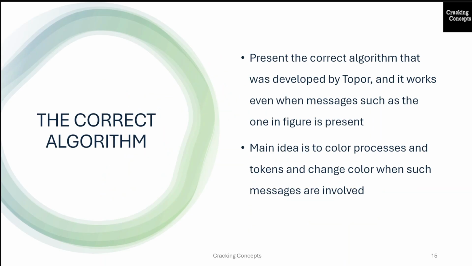Now we look into the correct algorithm. The correct algorithm presented now was developed by Rodney Topor, and it works even when messages such as the one we saw before are present. The main idea is to color the processes and tokens and change the color when such messages are involved.